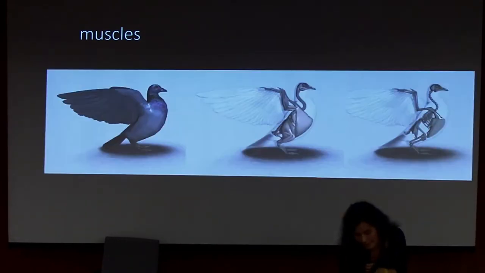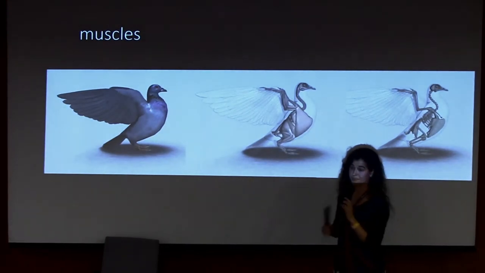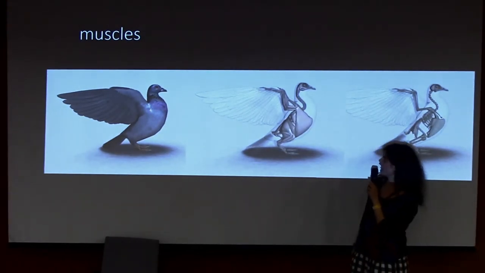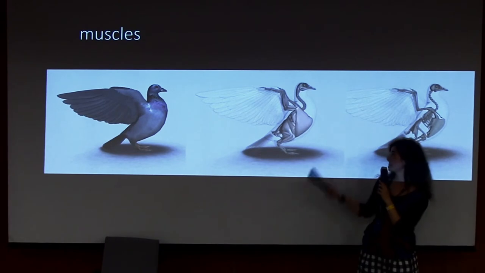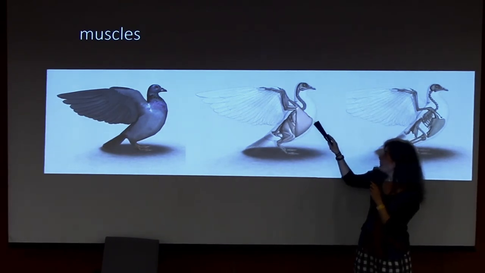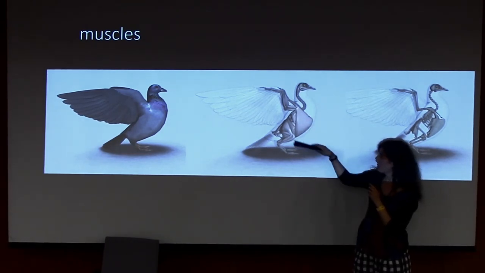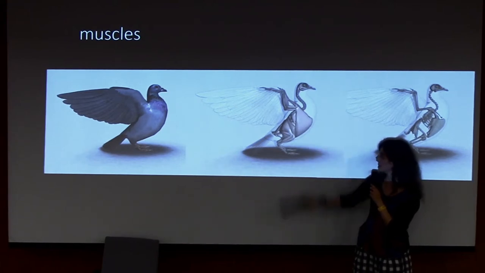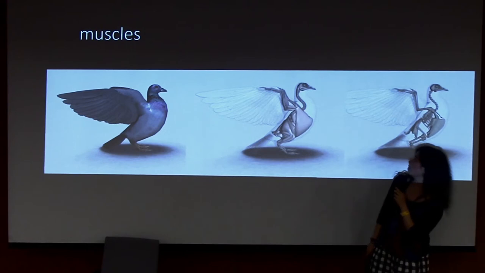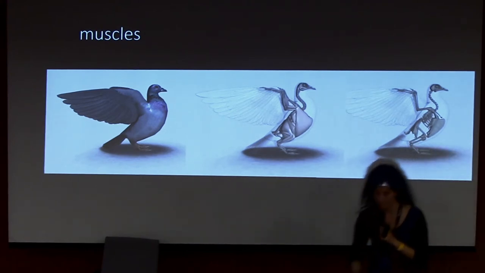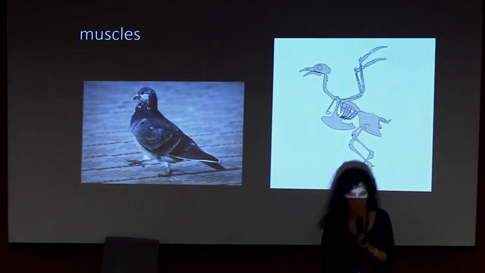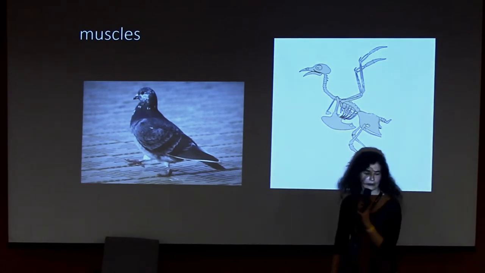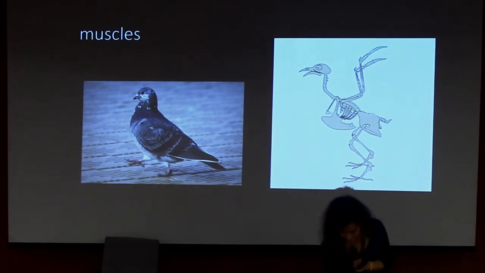So looking at a bird's muscular structure or muscular system, we can see that actually the pectoral muscle takes almost half of the body size. So after all, birds are not fat, they are just super muscular. And that changed my way of viewing the world forever.